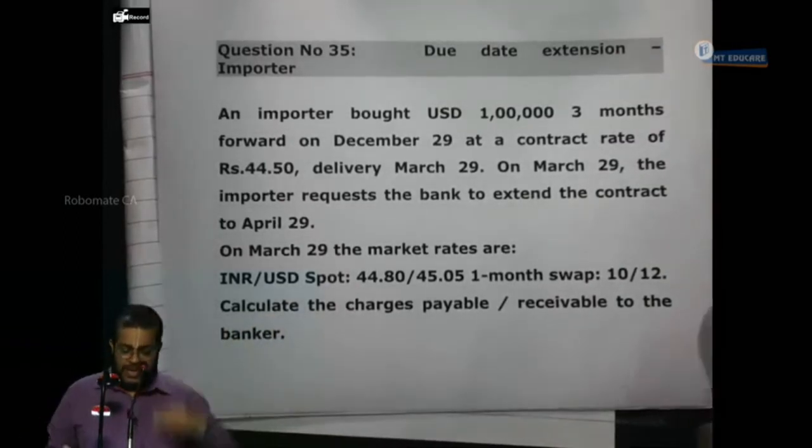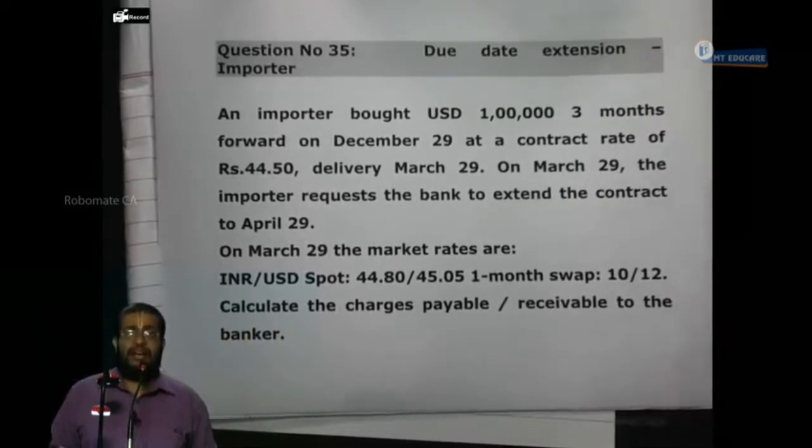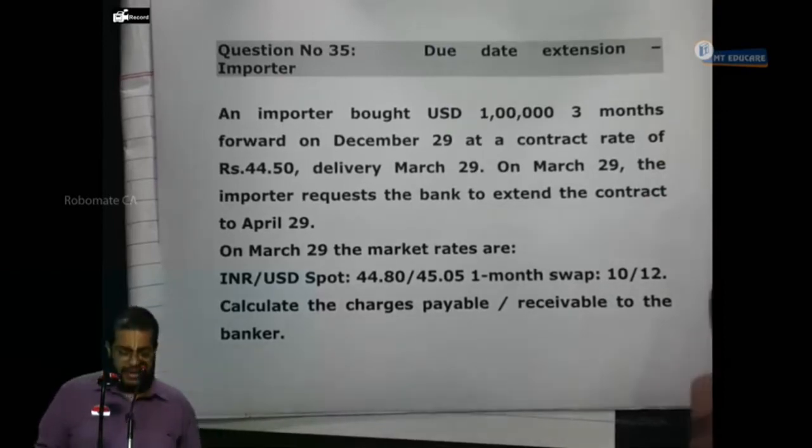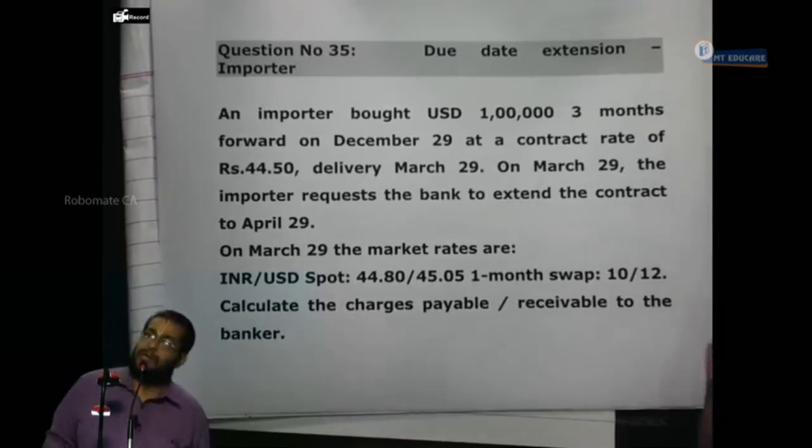No. I went to the bank first on which date? 29 December, for a transaction to expire on 29 March. I went to the bank for a forward or spot transaction? Forward. Buy or sell? Buy. Went to the bank for a forward buy. Rate given.